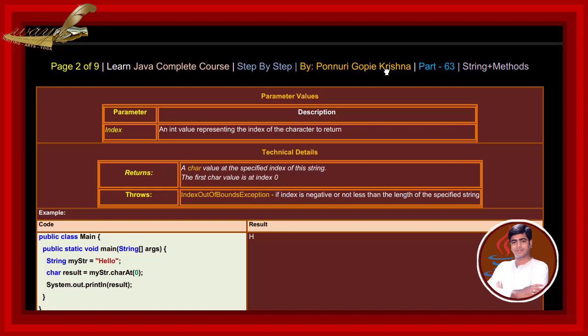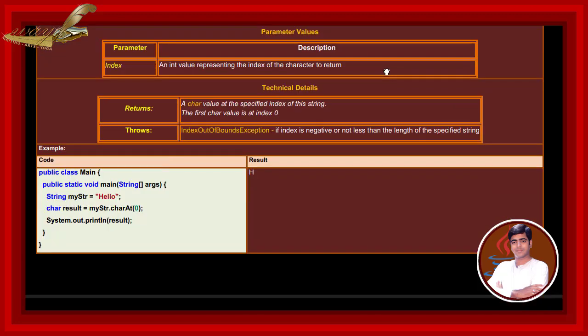Throws: IndexOutOfBoundsException, if index is negative or not less than the length of the specified string. See the code. If we write and execute this code, the output returns H.